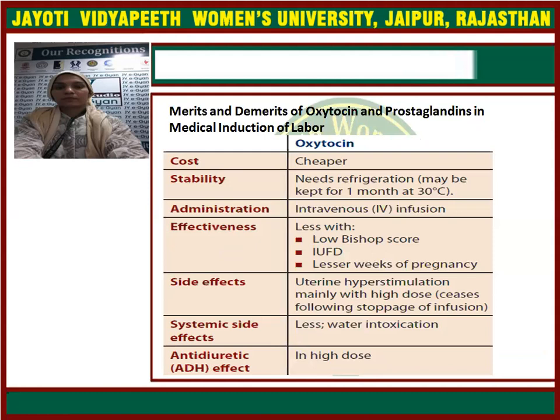Merits and demerits of oxytocin and prostaglandins in the induction of labor. Oxytocin is comparatively cheaper. Stability wise, it needs refrigeration, though it may be kept for 1 month at 30 degrees centigrade. It is given by IV administration. Effectiveness is less with a low Bishop score, for IUFD, and at lesser weeks of pregnancy. Side effects: hyperstimulation of the uterus in high doses. Systemic side effects: water intoxication might occur, and there is an antidiuretic effect when administered in high doses.